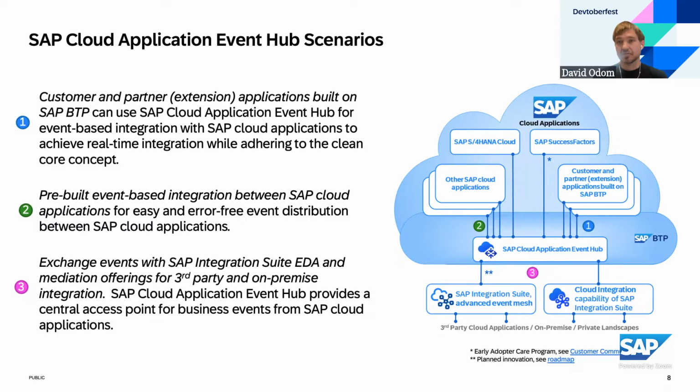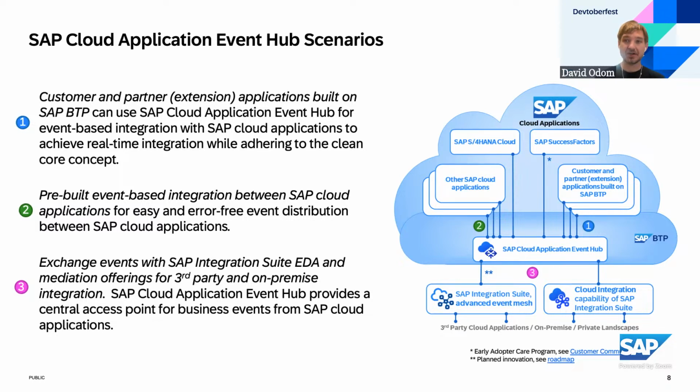So then let's start with scenario number 1 here. And this is really the focus of the talk today and the focus of the demo we'll see in a little while. So customer and partner extension applications built on SAP BTP can leverage this SAP Cloud Application Event Hub to have access to the events from the SAP business applications. So these extensions are built in support of clean core initiatives and other such motivations for building extensions.